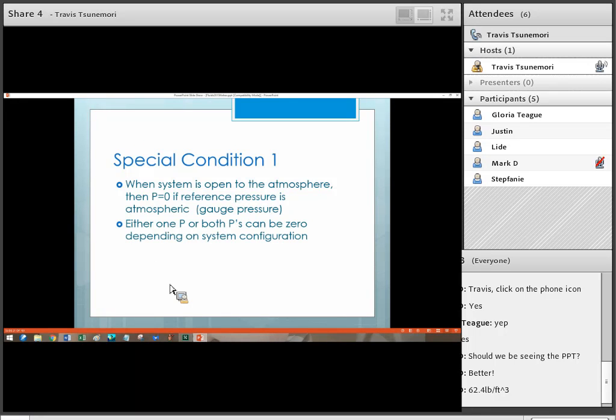Special condition 1. If the system is open to the atmosphere, then the pressure equals 0 if the reference pressure is atmospheric, so gauge pressure. And either one of the P's or both P's can be 0 depending on the system configuration. So if both points that you choose are open to the atmosphere, then you get to say P1 and P2 are both 0. But it could be that only one of them is. So that's another condition that will help us when we're trying to decide which points to use in Bernoulli's equation.